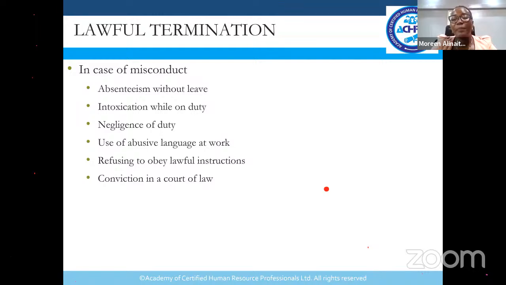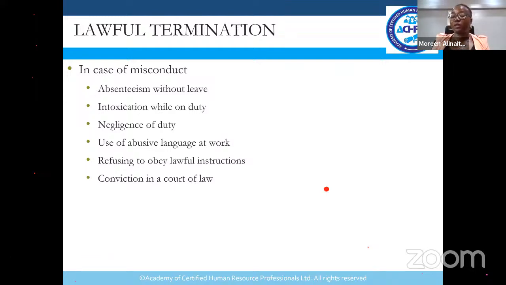That's considered to be misconduct. Negligence of duty. Some people just don't do their work. They come to the office, they are just on the internet, on Facebook, TikTok. These days, I normally see people are in office, but they are not working. They are on Instagram, YouTube, Facebook, playing Candy Crush. They don't do anything. And then on the 30th, they want their money. It's also a form of misconduct, negligence of duty.